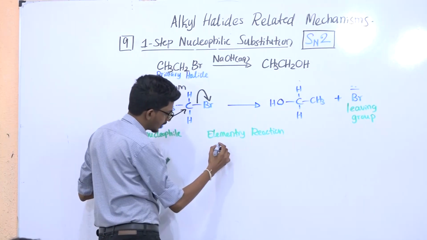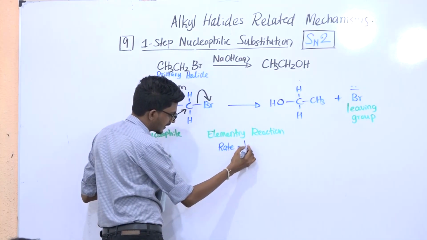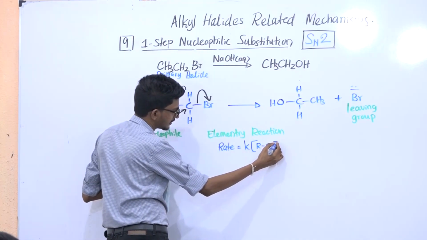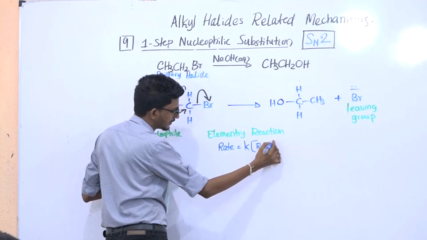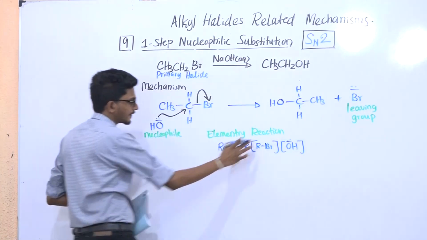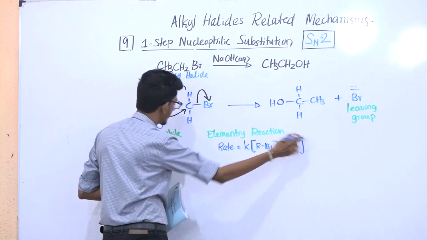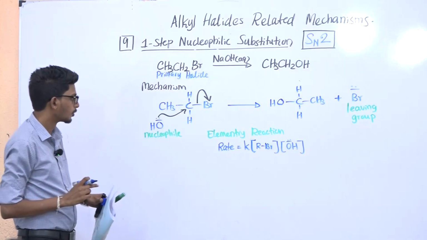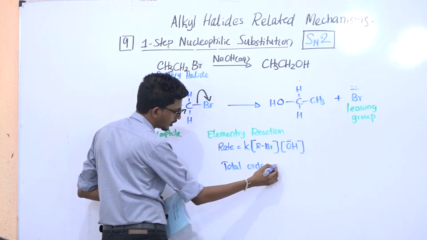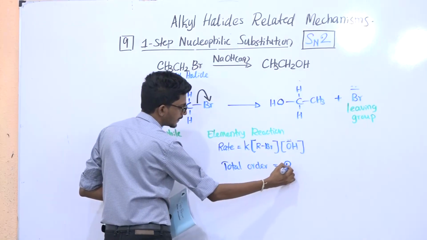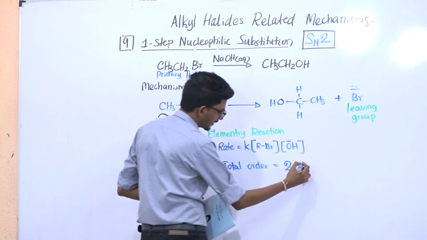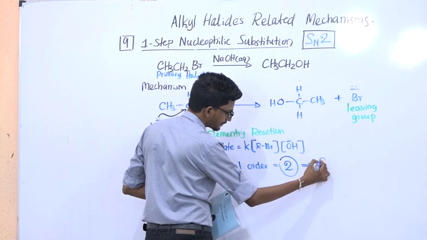You can write the rate law as rate is equal to K into the alkyl halide and the OH minus. I'll just write the alkyl halide as RCl, RBr, simply alkyl halide, and the OH minus. Those are reactants. Their stoichiometric numbers as respective orders are 1 to 1. Right? So the overall order is 2. 1 plus 1 is 2. So that is why this mechanism is referred to as SN2.